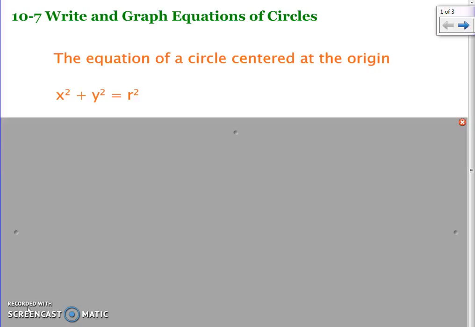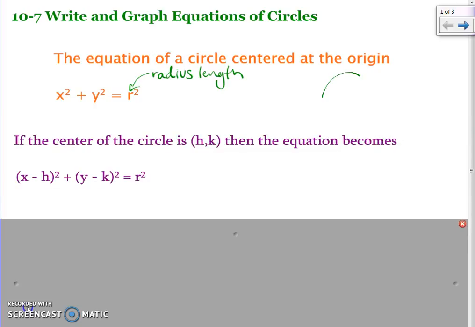So we're starting our chapter on circles, and this is the one and only section in chapter 10 that has to do with circles on a coordinate graph. So we're going to talk about how to graph them and how to write the equations of them. So this is the equation of a circle, x squared plus y squared equals r squared, and r is the radius length. Okay, and we're going to talk about all of these different pieces of a circle.